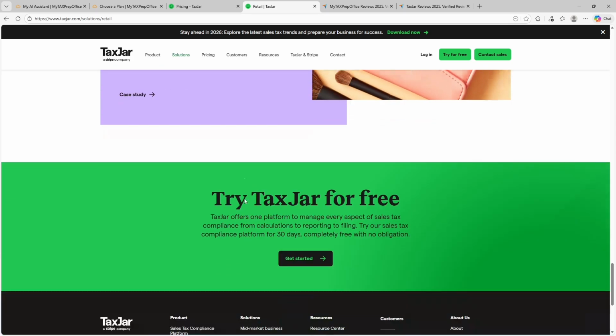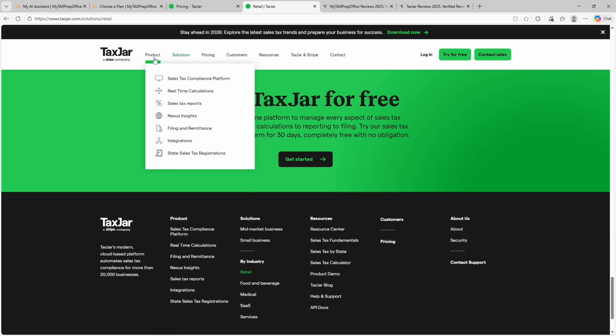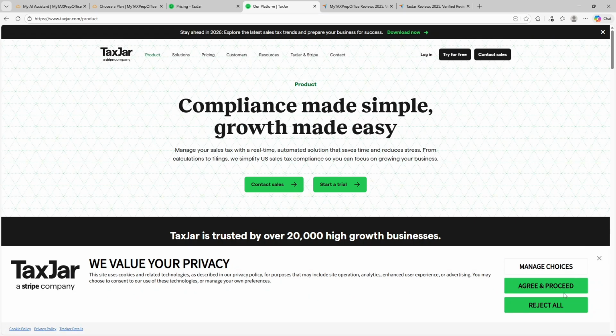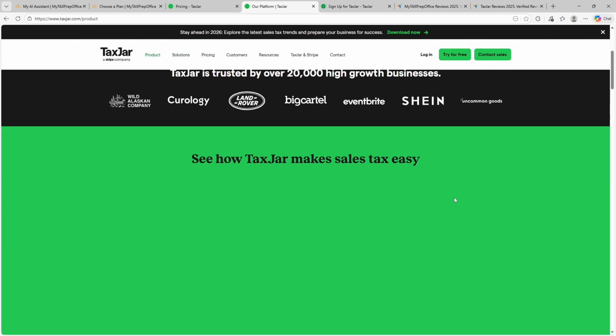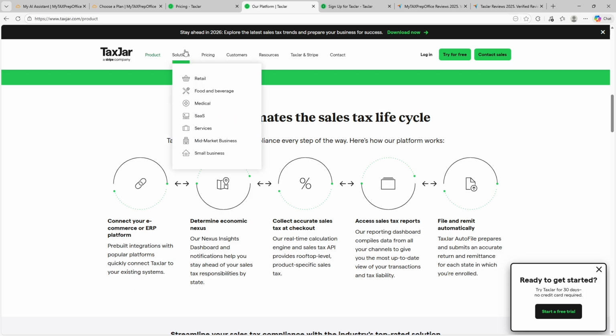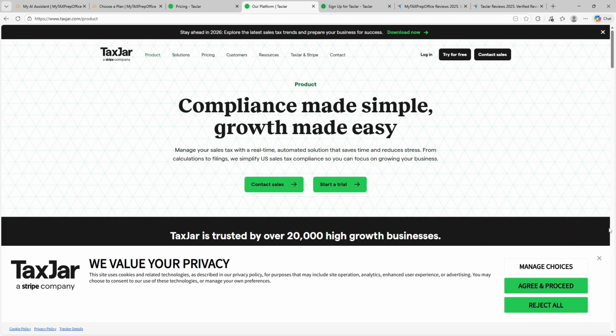The downside is scope and cost predictability. TaxJar does not handle income tax preparation, payroll taxes, or professional return filing, and pricing is quote-based, meaning costs can rise as transaction volume, jurisdictions, or filing frequency increase. This can be less attractive for very small sellers or businesses operating in limited states.